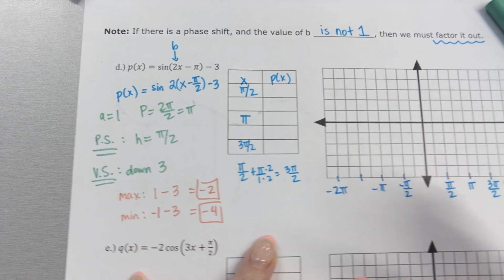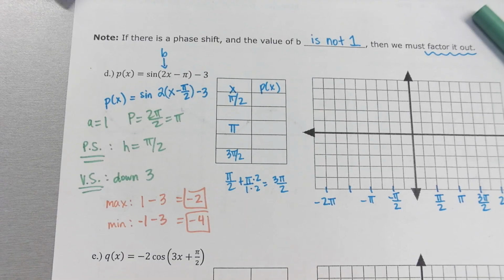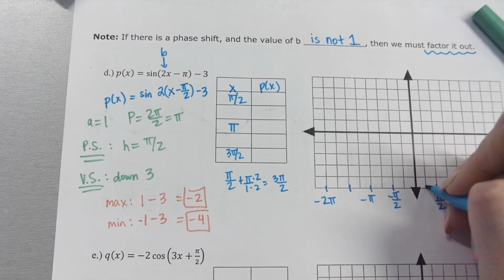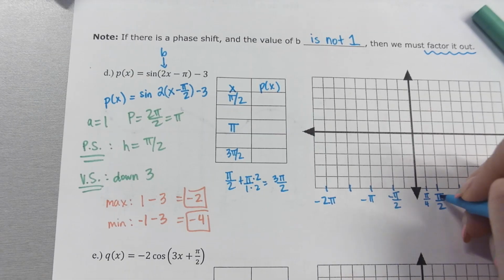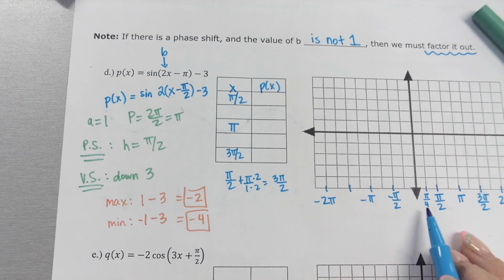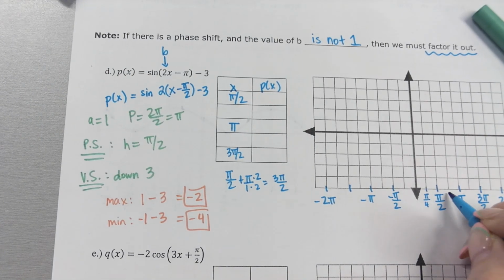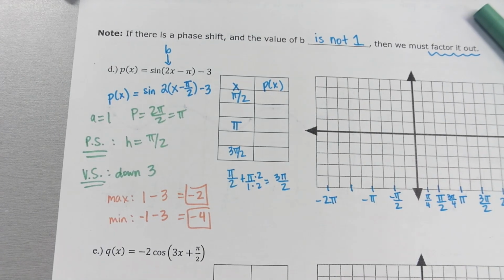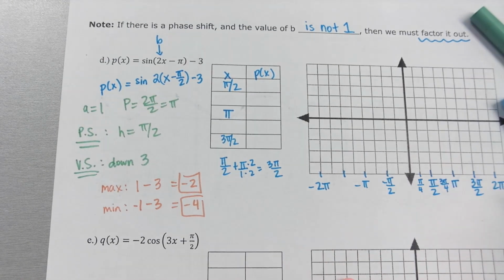If you're ever not sure what to do, try to break them into quarters. If every other one is pi over 2, just remember this is pi over 4 because it's half of it. So that's what you're counting by: 1 pi over 4, 2 pi over 4, 3 pi over 4. You can use your graph to help you.